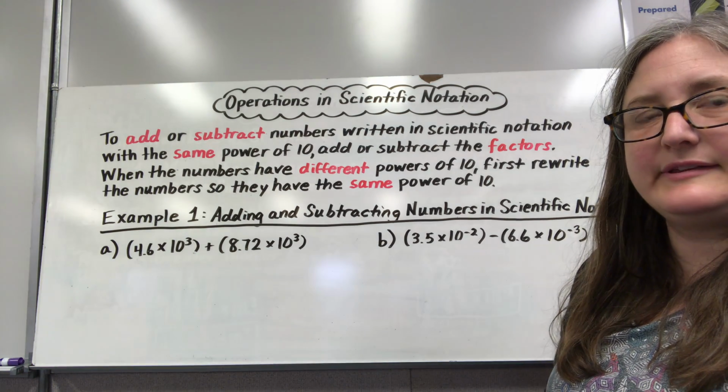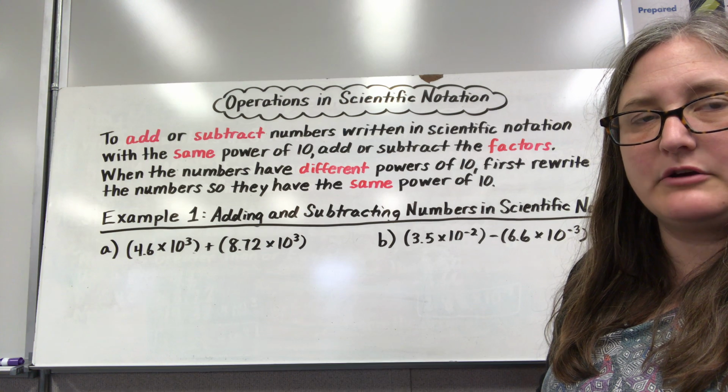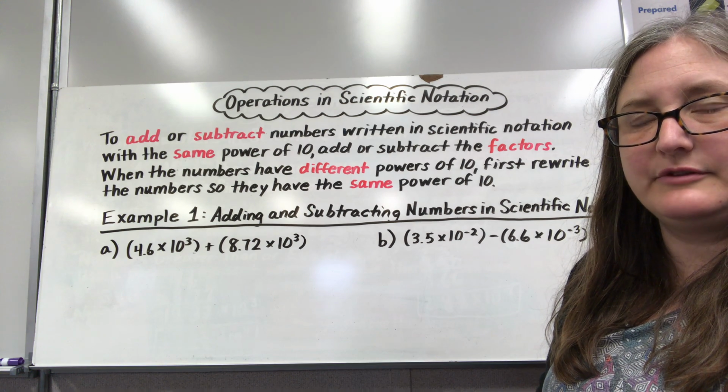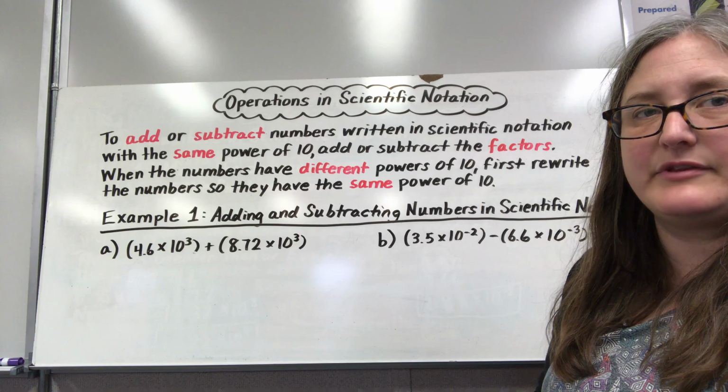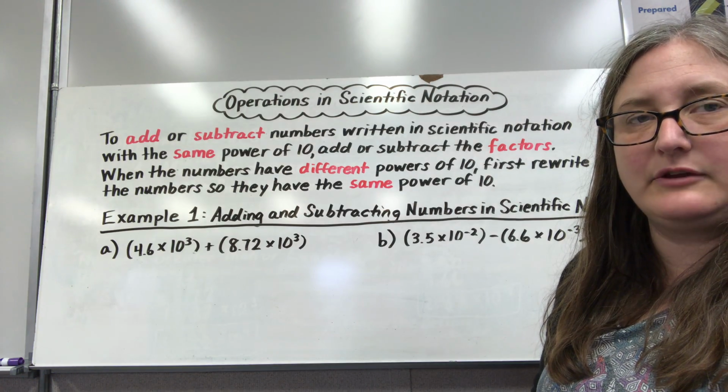This is operations in scientific notation. If you want to add or subtract numbers that are already written in scientific notation, the first thing you have to check is if they have the same power of 10. If they do, just add or subtract the factors.